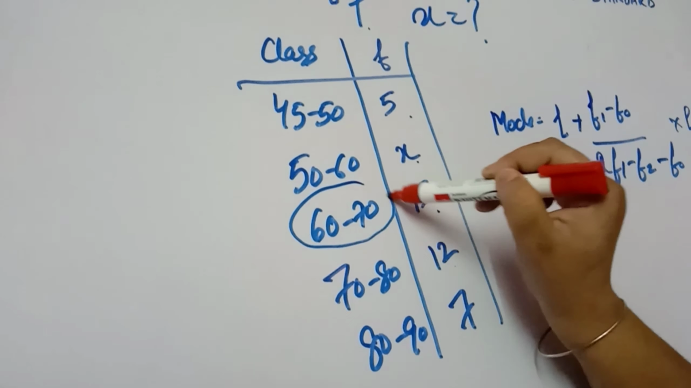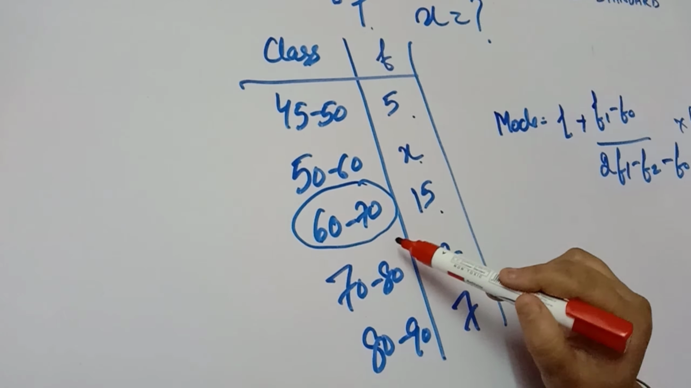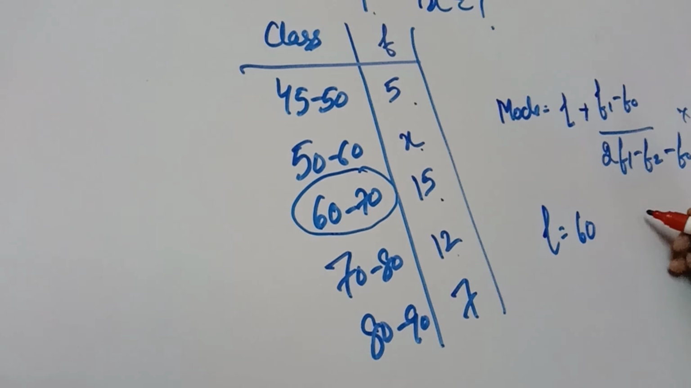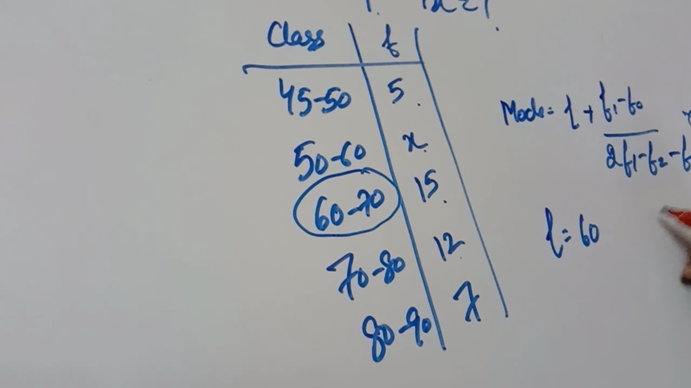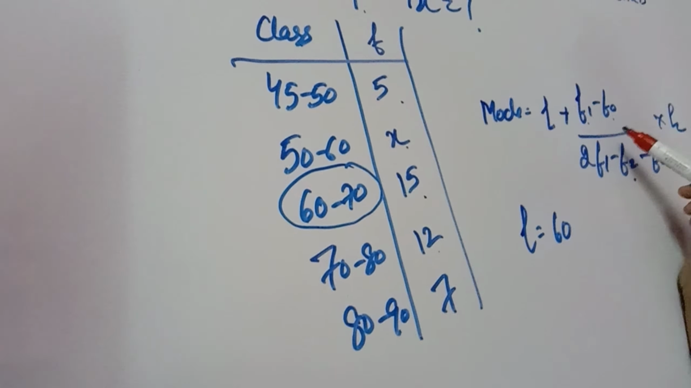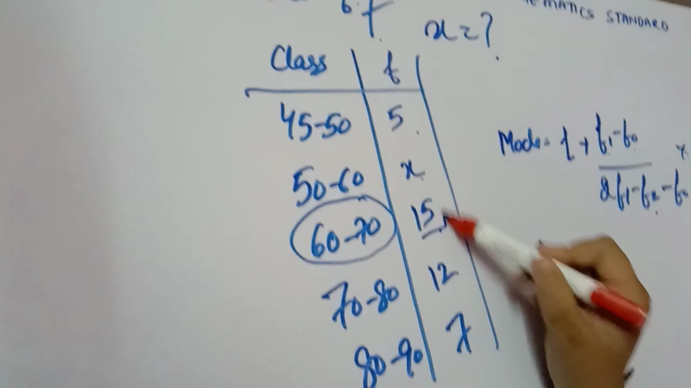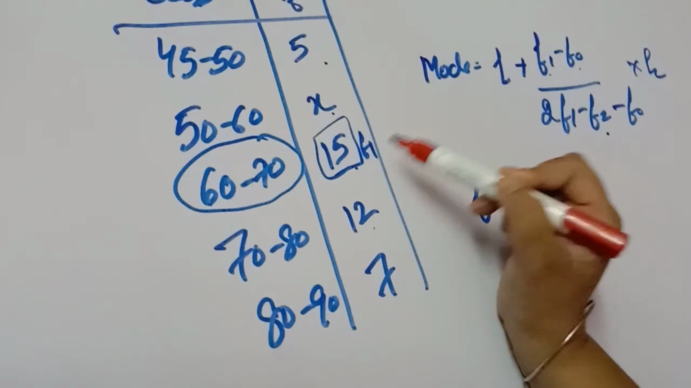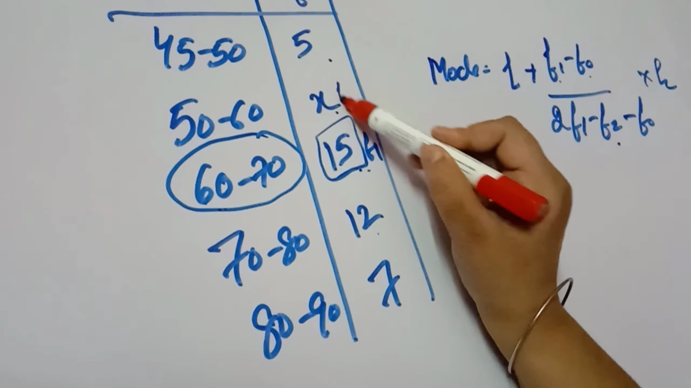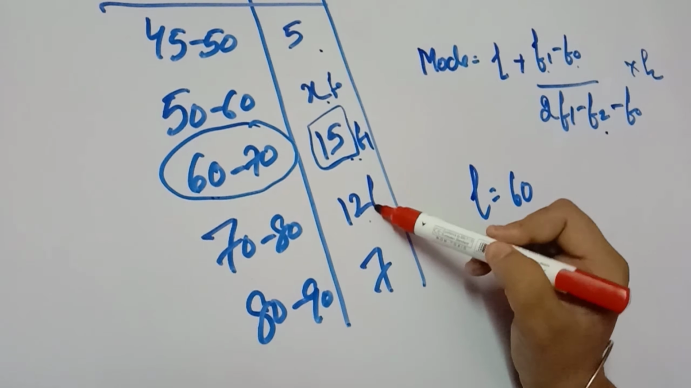Mode is coming in this, that means this is the modal class. Now the lower limit L of this modal class is 60. Now see carefully, there are three, f0 is there, f1 is there and f2 is there. Now what is f1? f1 is the frequency of the modal class. Like this you can understand, this is f1.